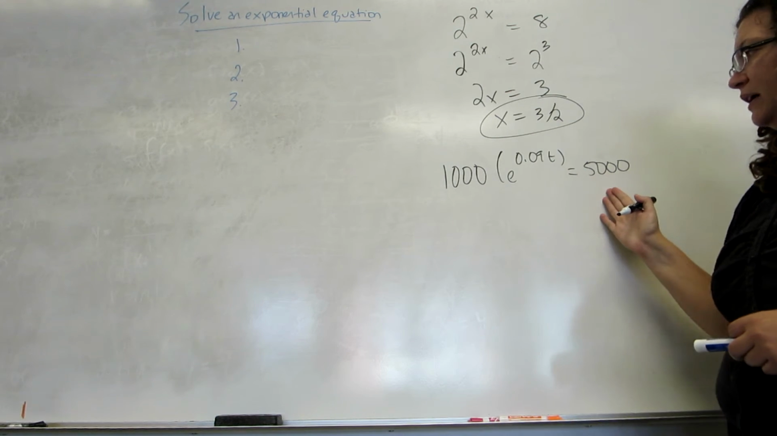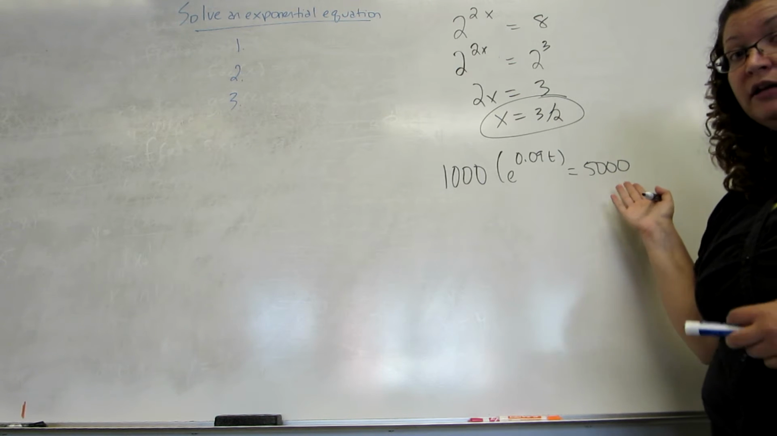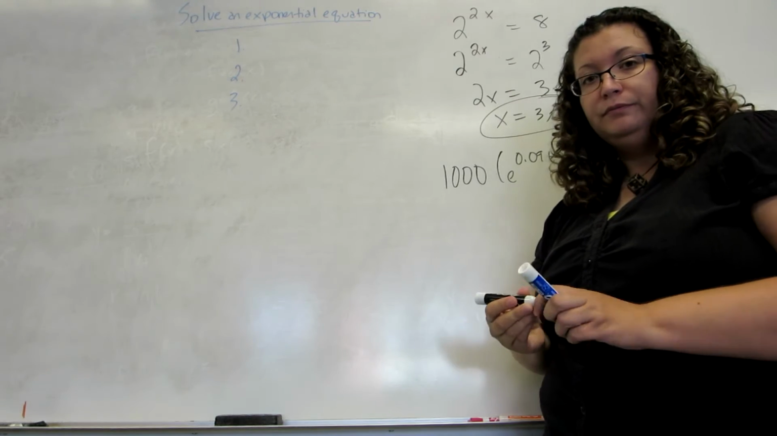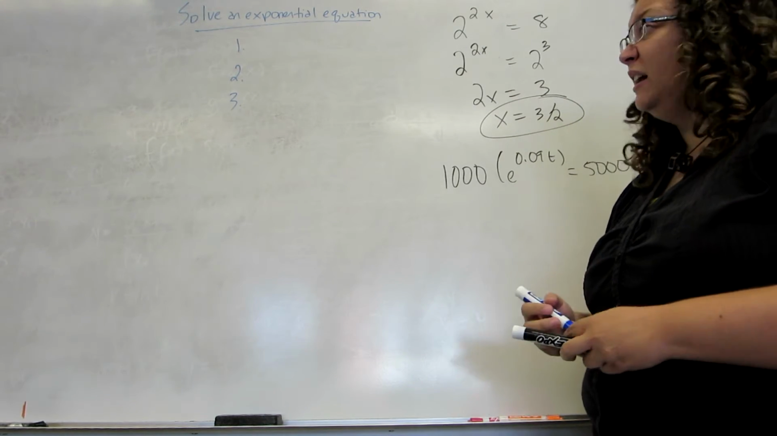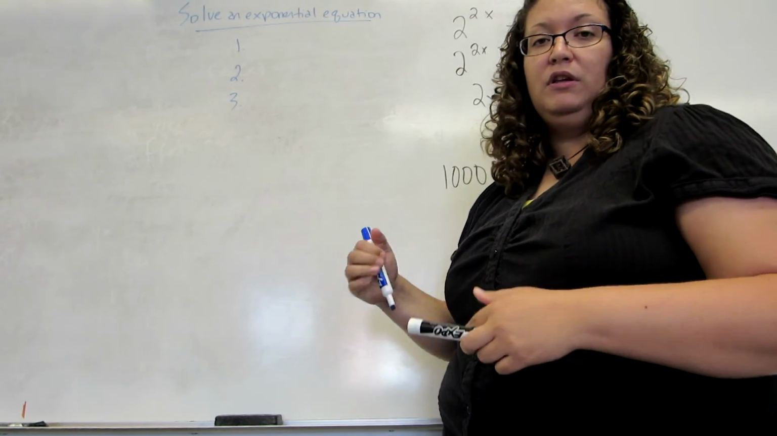If we look at our second example, I don't know about you, but I have no idea how to write 5,000 as a power of e. So I'm going to need another method. So, when solving a generic exponential, there are 3 quick steps that will always get you the answer.